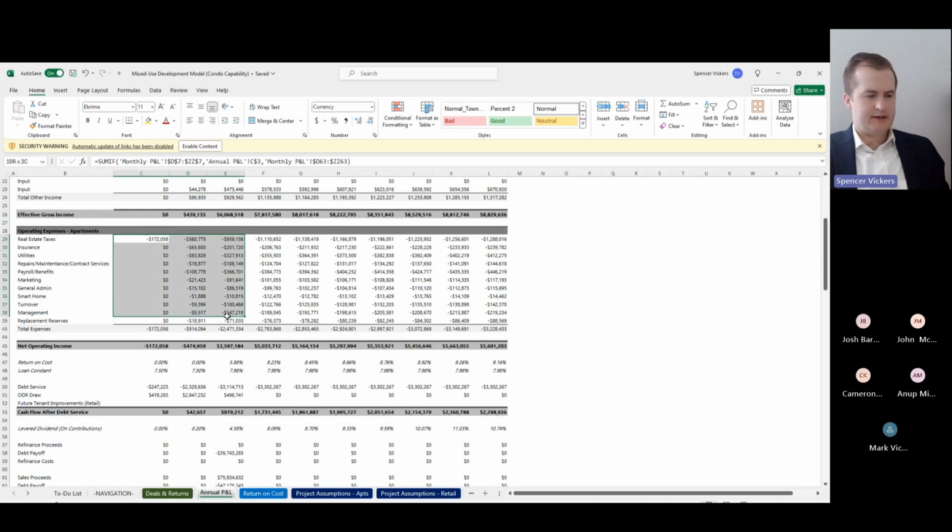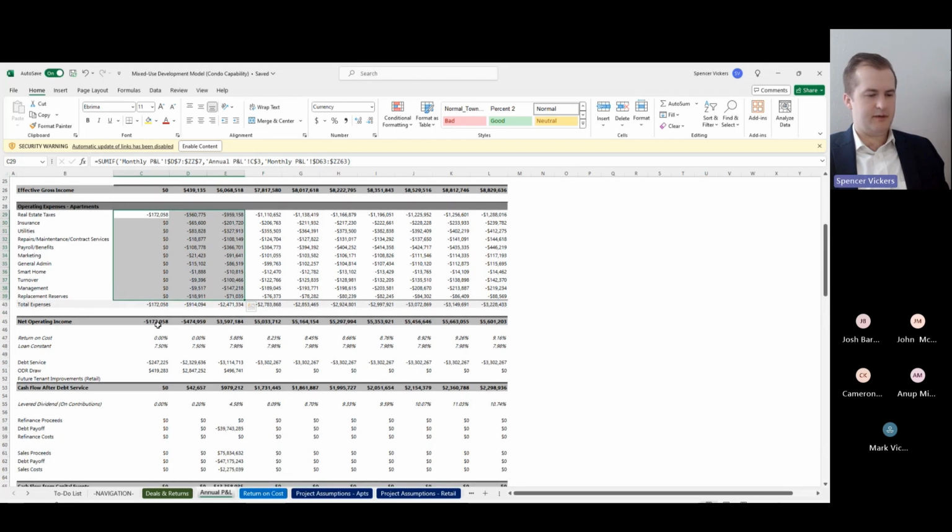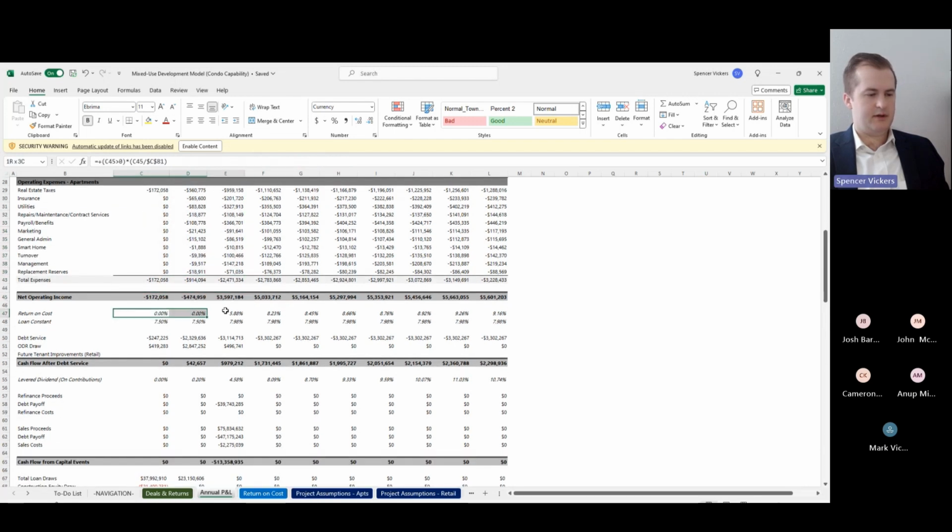And these are operating expenses that are, again, flowing from that monthly profit and loss statement that we'll see here in a minute. Net operating income, return on cost versus your loan constant. And this is a good metric to look at because return on cost, once this figure flips positive, that's a good indication to you that you'll be in positive leverage territory. And so it's one of those quick ways to see if a deal is really a deal and if it's something worth pursuing.